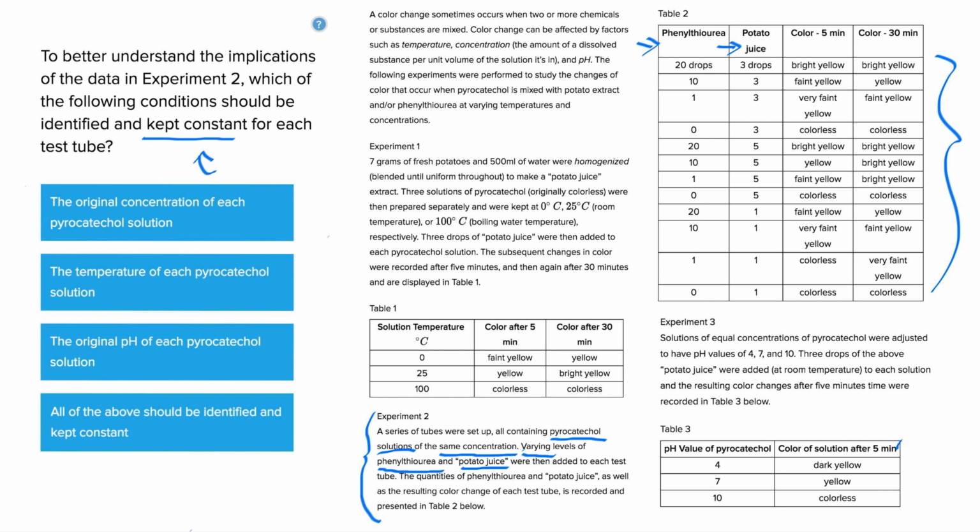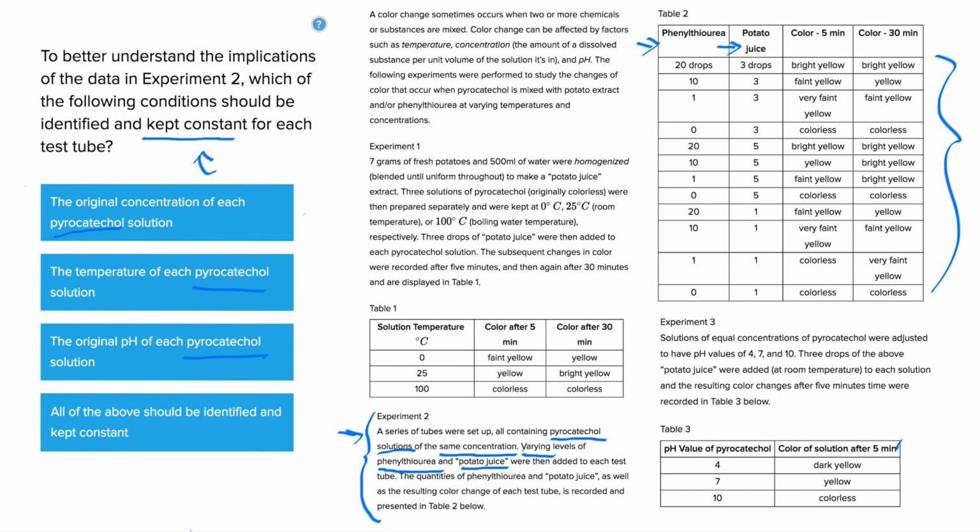So let me look at my answer choices here. It looks like they all have to do with pyrocatechol. So let me read these one by one. The original concentration of each pyrocatechol solution should be kept constant. Well, it says that right here in the experiment. It says they're all containing pyrocatechol solutions of the same concentration.